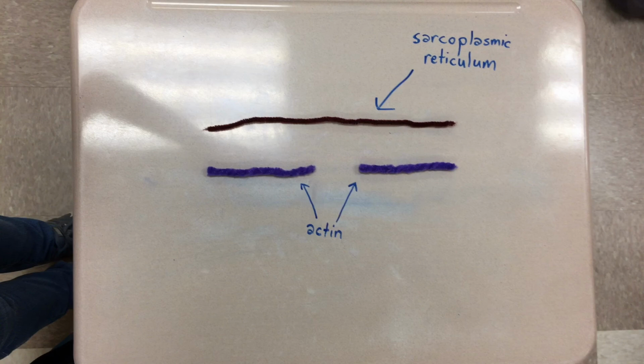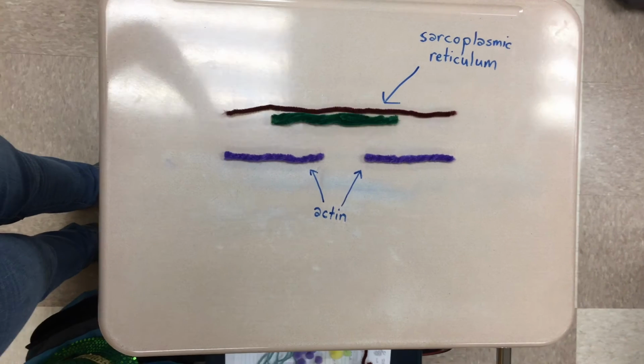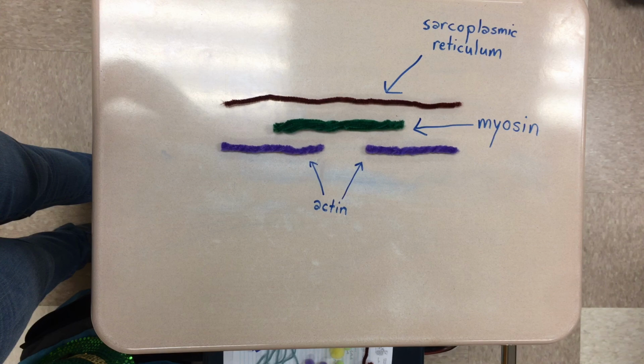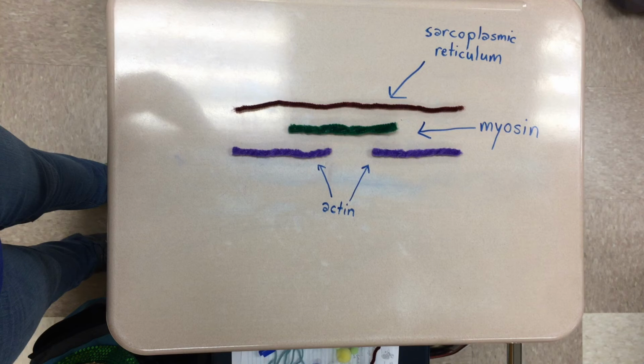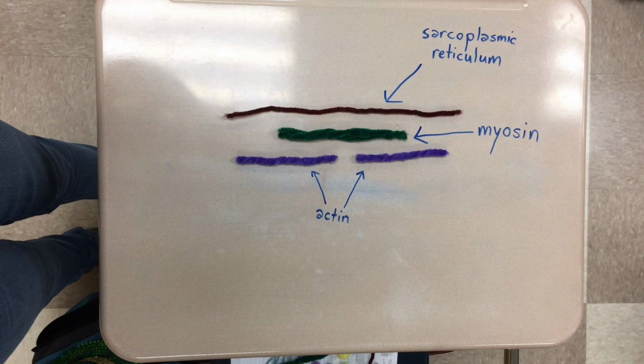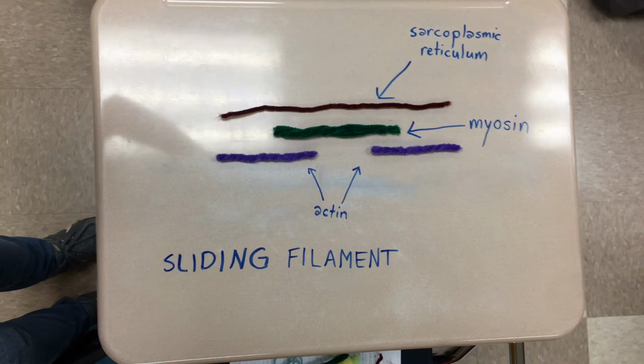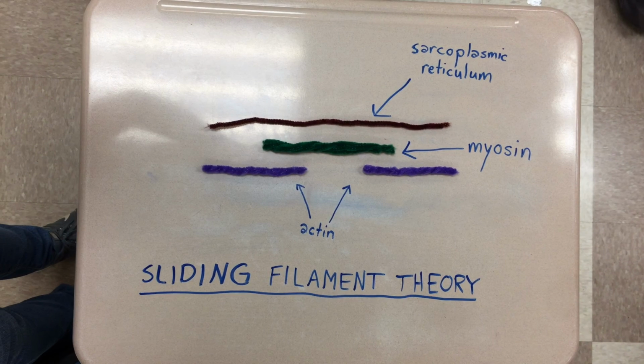Actin is a thinner protein that ends in binding sites. Myosin is thicker and has small heads that fit into the binding sites of the actin. When the myosin heads fit into the actin binding sites and pull on the actin, the sarcomere contracts. This contraction is known as the sliding filament theory.